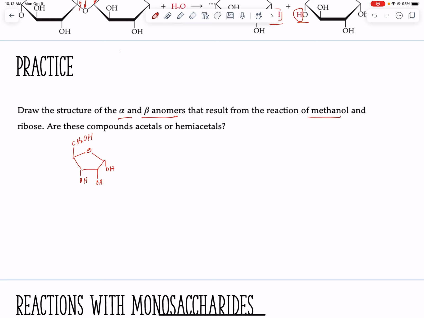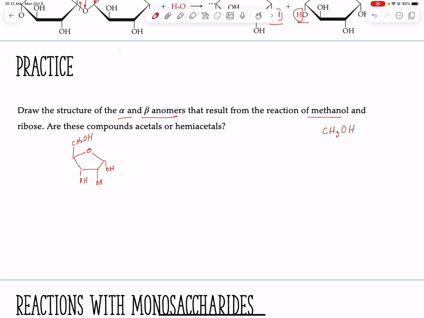So what is methanol? Try to draw that out before me. That is a 1-carbon alcohol. So you should have CH3OH, or you can draw the Lewis structure out if you want to, but there's methanol. And ribose. I've actually already drawn ribose. You can pause and go find ribose on a table up above and redraw that down onto here. And are these compounds acetals or hemiacetals?